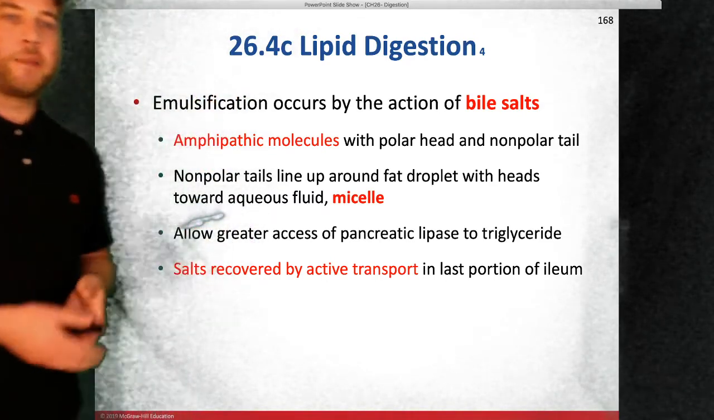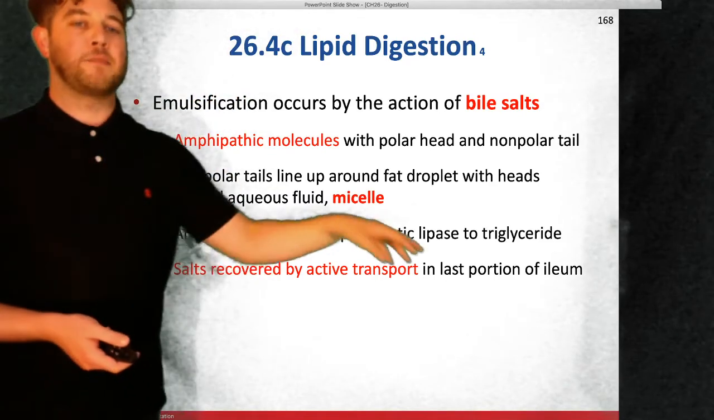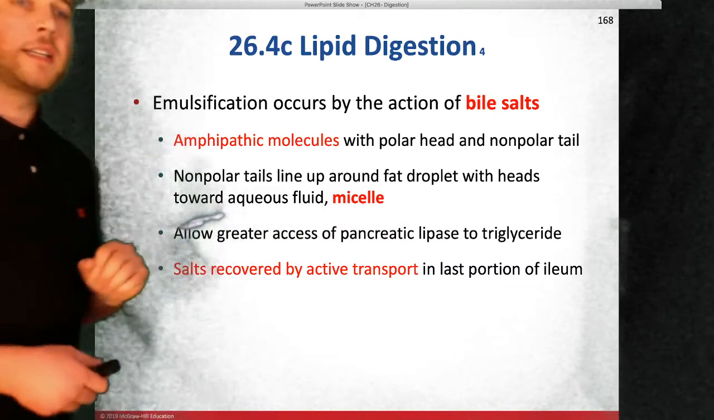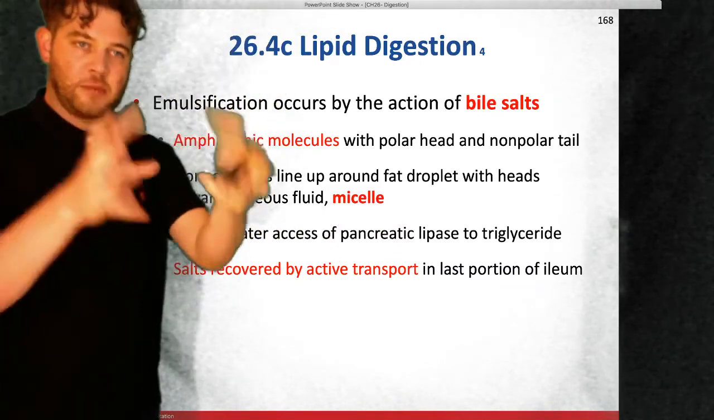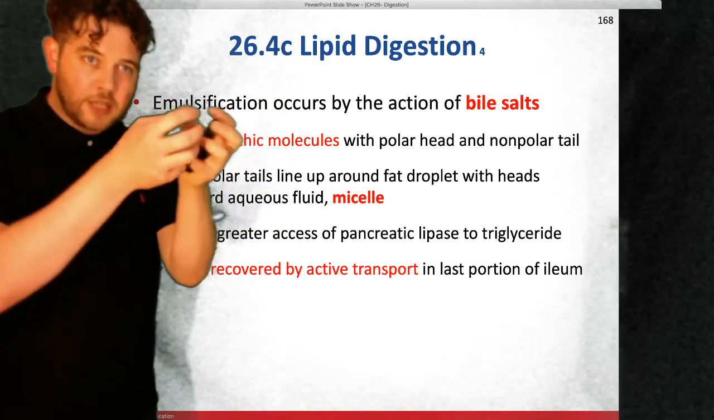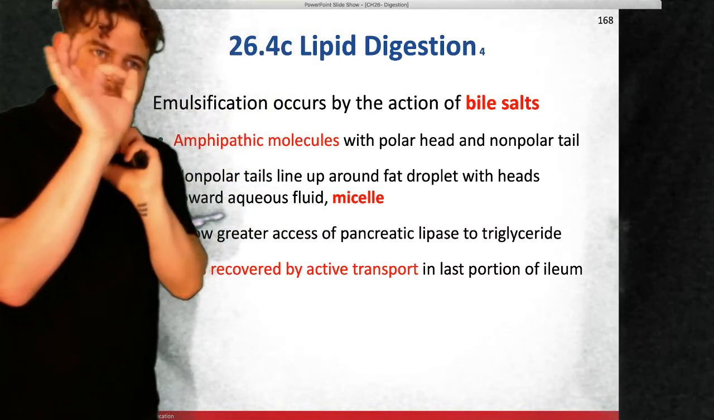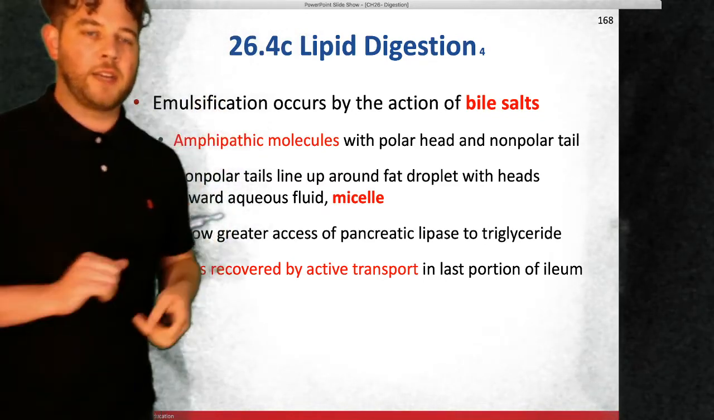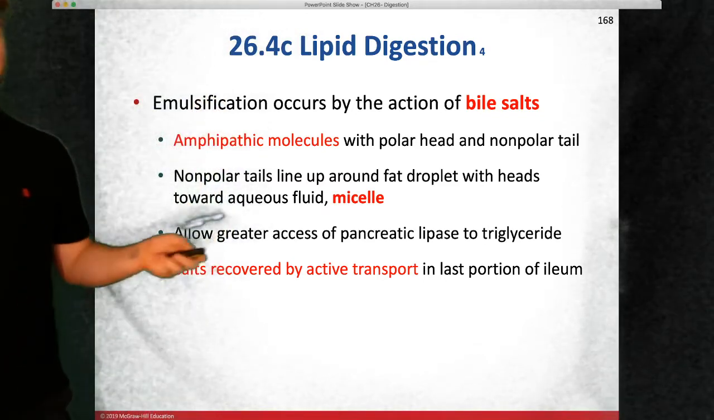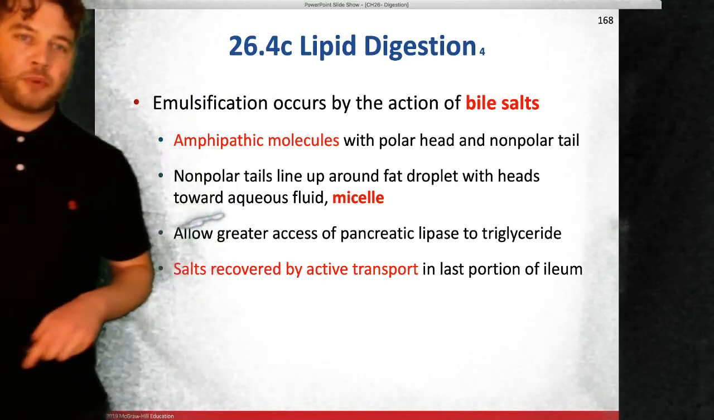That creates this thing called a micelle that allows for greater access of pancreatic lipase to the triglyceride, because it's isolating it. Instead of having this big globule that it has to work with, it takes off just a little piece of it, and now that it has a little piece, that pancreatic lipase can go right in there and act right on it. The salts are recovered by active transport in the last portion of the ileum.